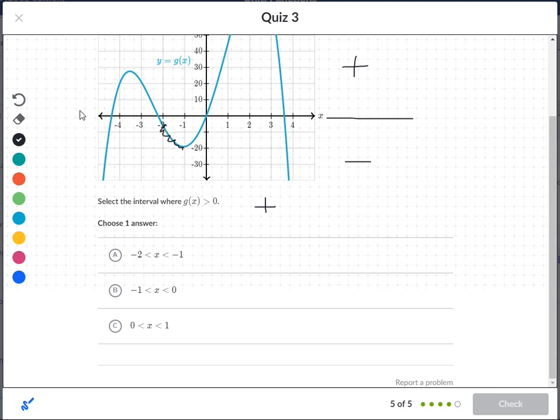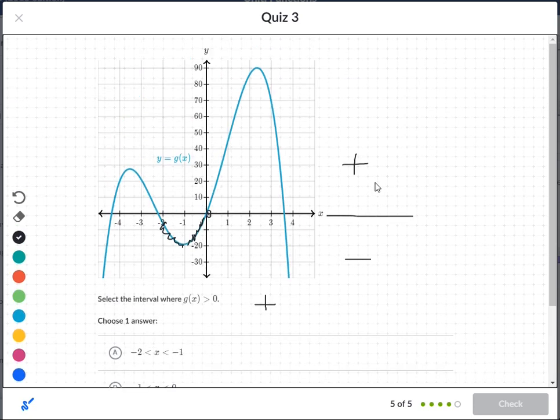we have from -1 to 0, and then we have from 0 to 1, which is here. So in this case, this is a little bit different than the other ones because we want to know what's above. So we want to know what's above the x-axis here. So you actually have two that are below.